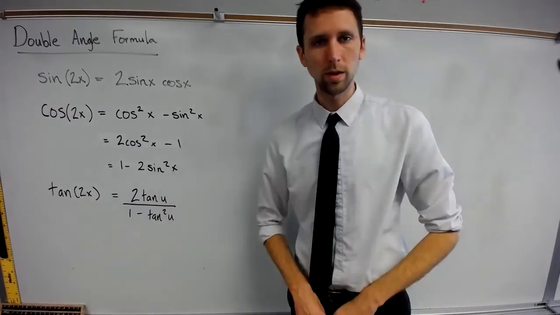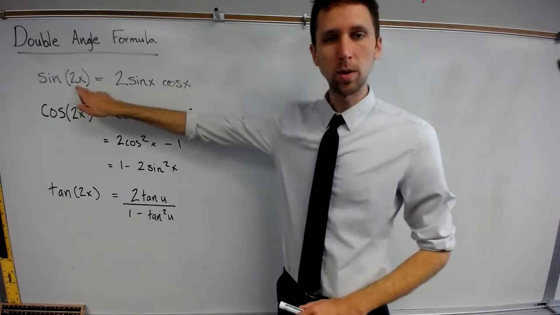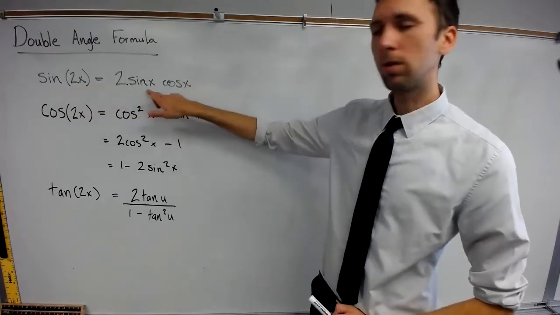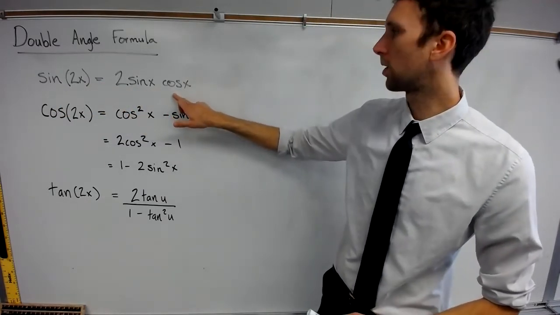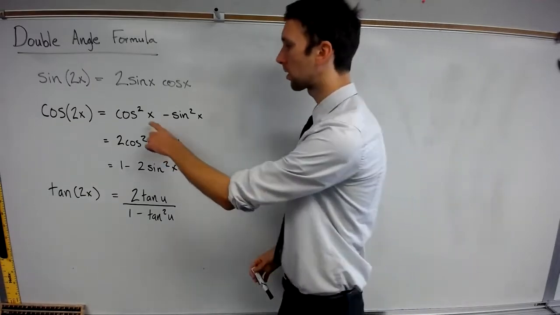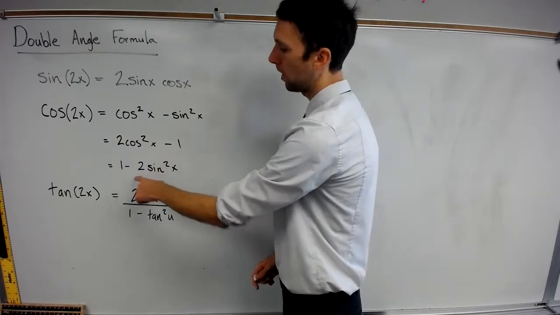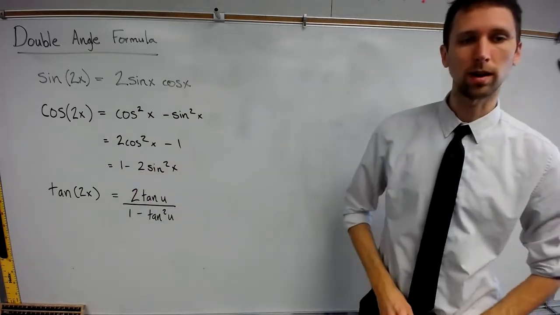All right, in this short video, we're going to learn about the double angle formulas. So here they are. Sine of 2x is equal to 2 sine of x cosine of x. Cosine of 2x can be written in 3 different ways. Cosine squared x minus sine squared x, 2 cosine squared x minus 1, and 1 minus 2 sine squared x.